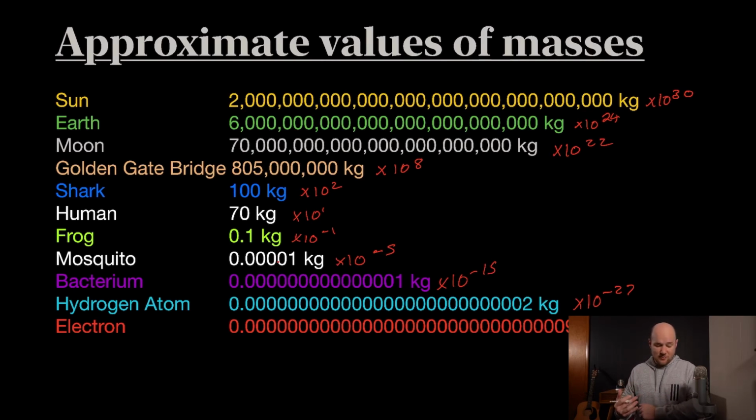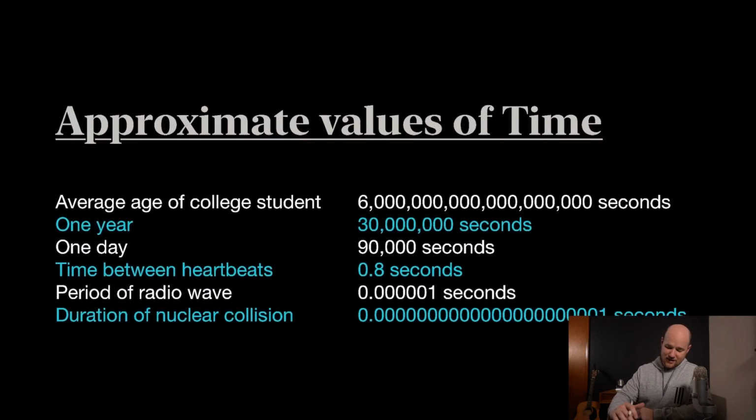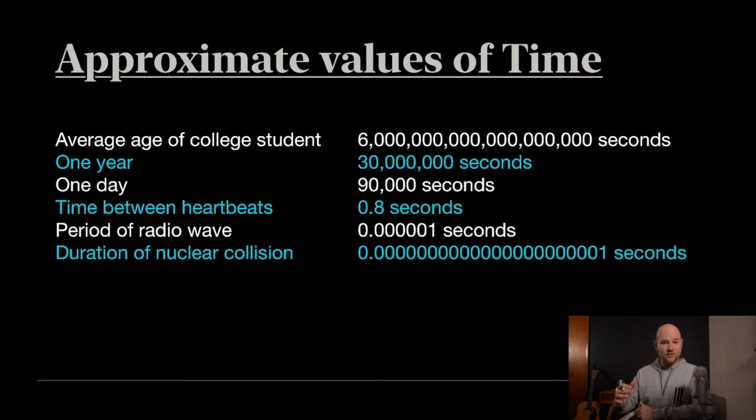And it's good to see this because if you're trying to get the mass of a car, you would think it would fall somewhere between the Golden Gate Bridge and a shark. So maybe the order of magnitude of a car would be times 10 to the 3rd or times 10 to the 4th. But you would not want the mass of your car to be somewhere around times 10 to the 22nd because no car is actually that massive. And it's also not so small that you would get something like times 10 to the negative 1 or 10 to the negative 5. Anyway, let's go on to the next one, some approximate values of time.